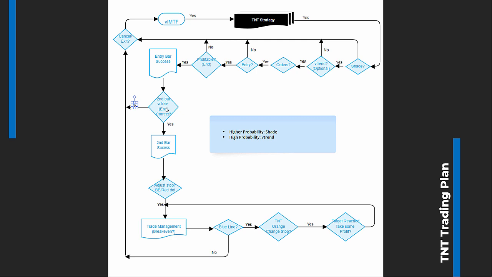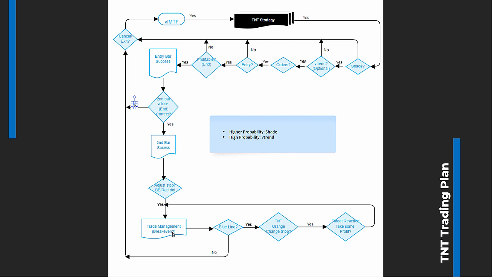If it's above it for bullish, you stay in the trade. If it's below it for bearish, you stay in the trade. If you stay in the trade, you're now at the second bar success. If you didn't have the correct V close at all, you're going to exit that trade completely. Once you have the second bar successful, you're going to adjust the stop if you want it to break even or keep it at the red dot going forward into the third bar.